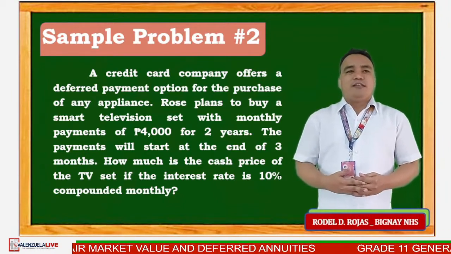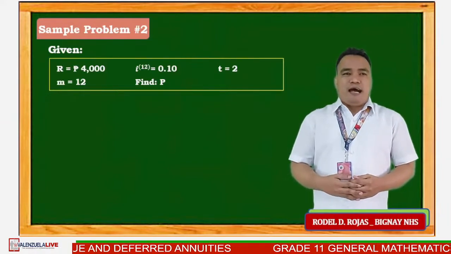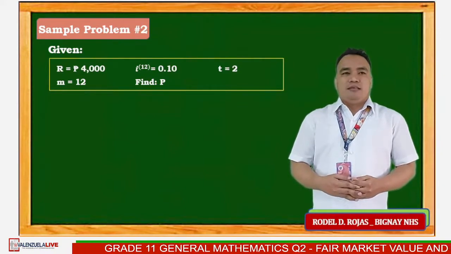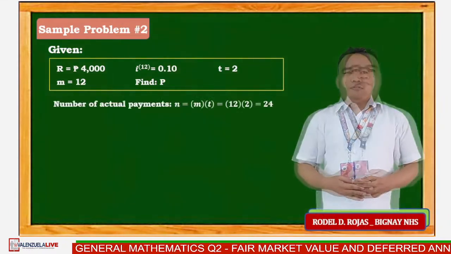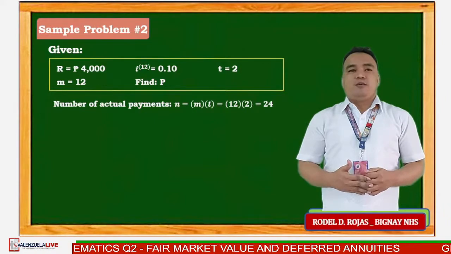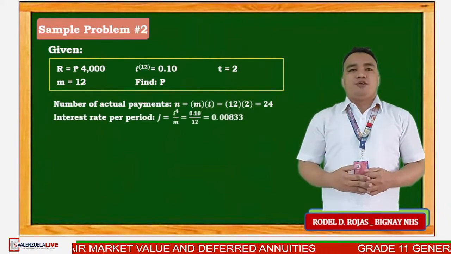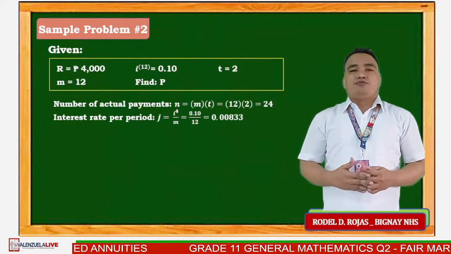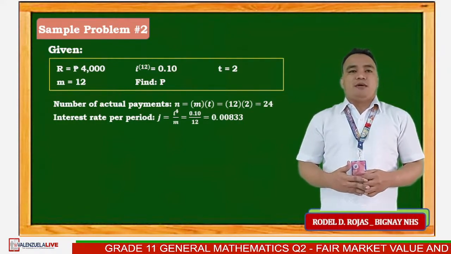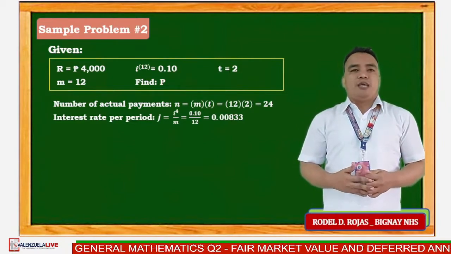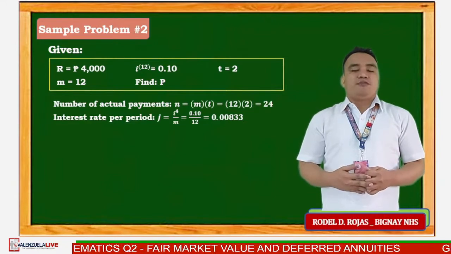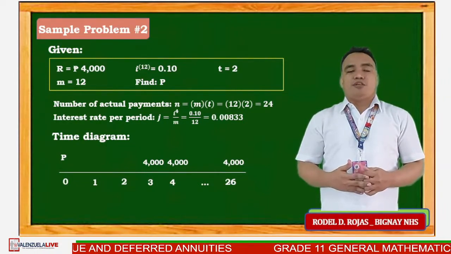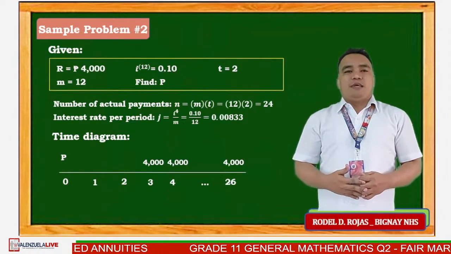The given, the regular payment R equals 4,000 pesos, I equals 0.10, T equals 2, M equals 12 since monthly, the number of payments N equals 24, interest rate per period, J equals I over M equals 0.10 over 12 equals 0.00833, rounded off to 5 decimal places since 3 is a repeating decimal. And for the number of periods of deferral or artificial payments, using the time diagram, the annuity is deferred for 2 months. The first payment is due at the end of 3 months or at the end of the third conversion period. Thus, there are 2 artificial payments.